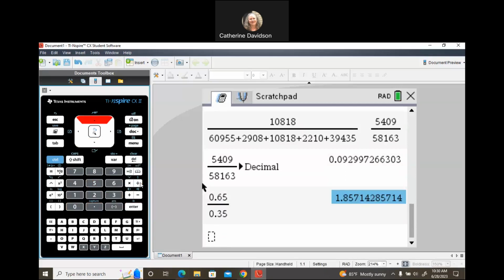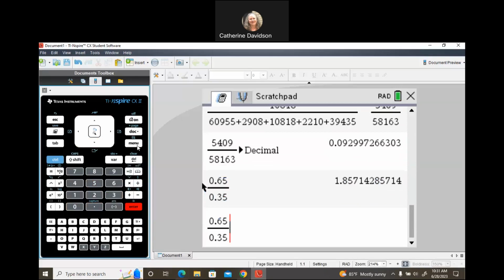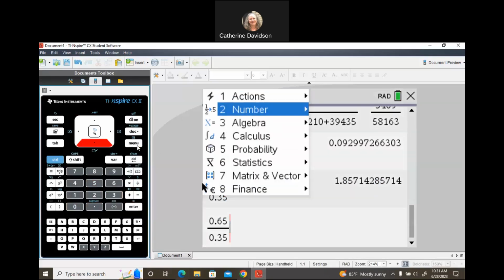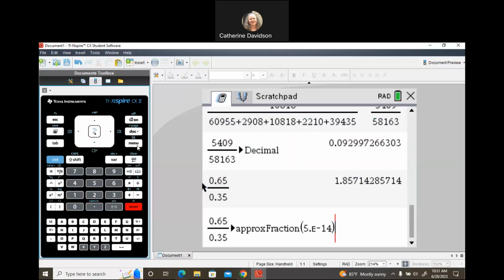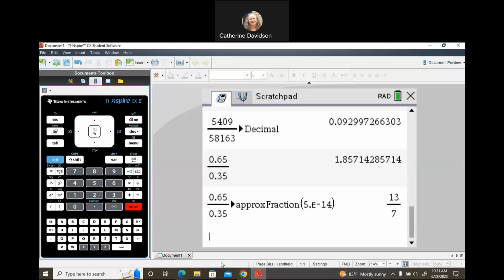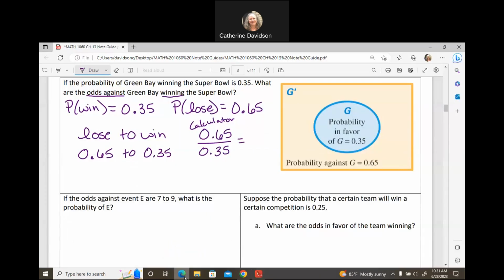Right, I don't know why it didn't convert it to a fraction. Let's go number, approximate to fraction. So it's 13/7. What we want is on top, and that's against winning, so the losses. So that's 13/7.